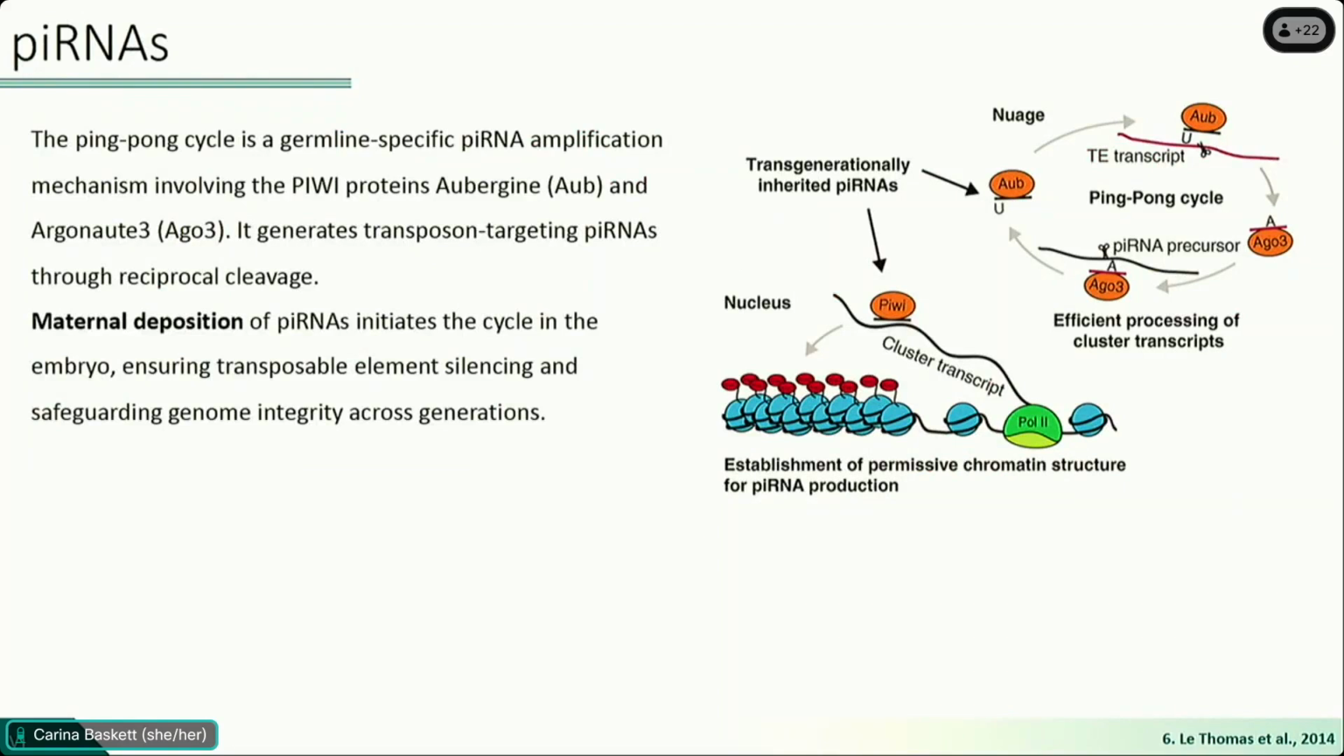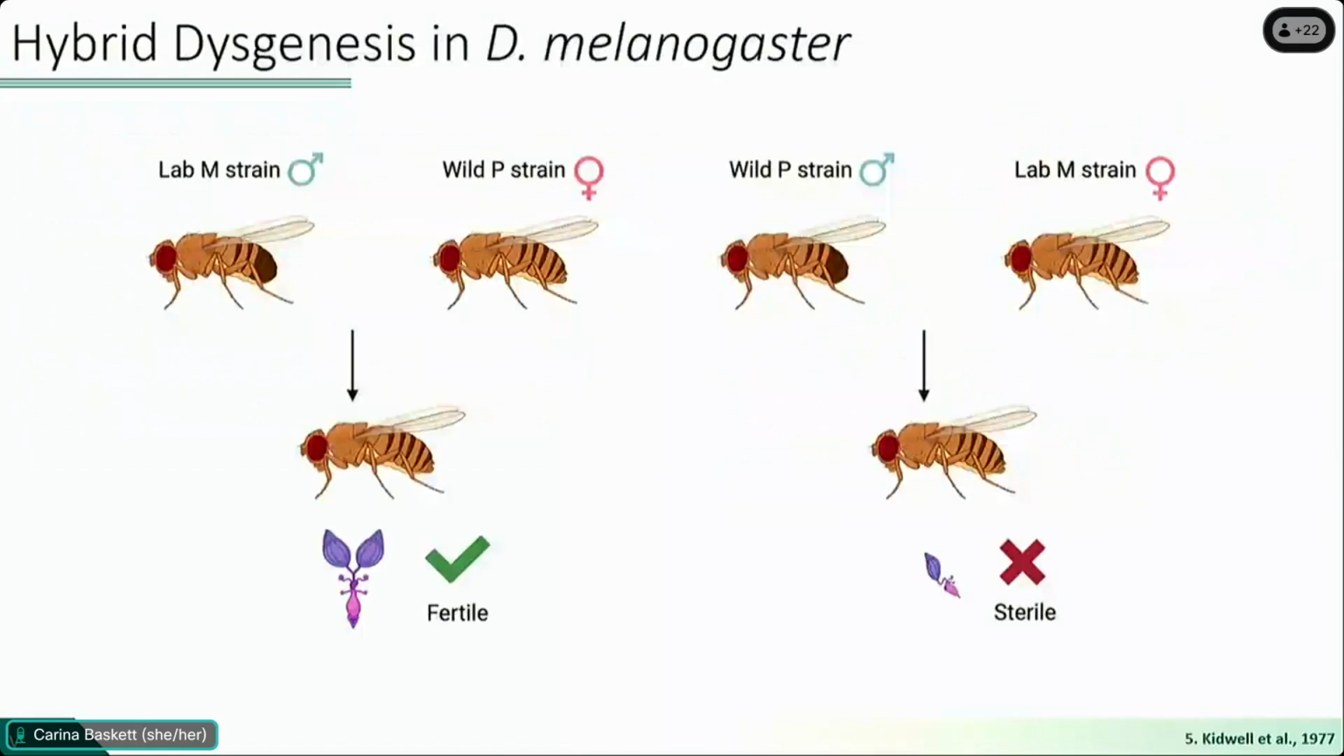And here, for example, you have the ping-pong cycle that you maybe heard of. And this is very interesting, and it also explains the phenotype that they saw before, because usually piRNAs are deposited by the mother, and therefore when you do the other direction of the cross, you don't have the deposition of the piRNAs. So in this case, if the P element is in the male, it will go, let's say, wild in the progeny ovaries and will cause this sterile, this gonadal dysgenesis phenotype.